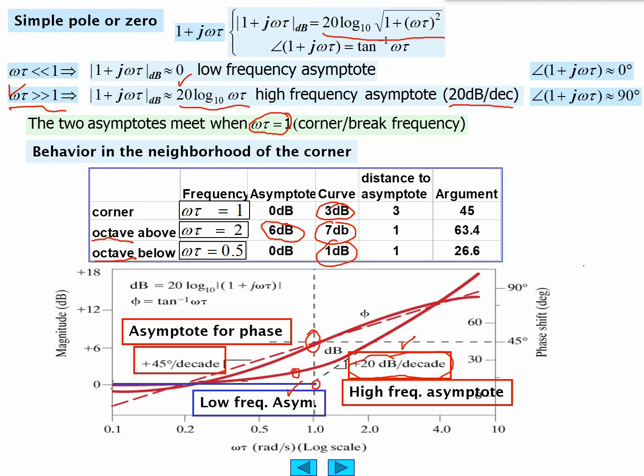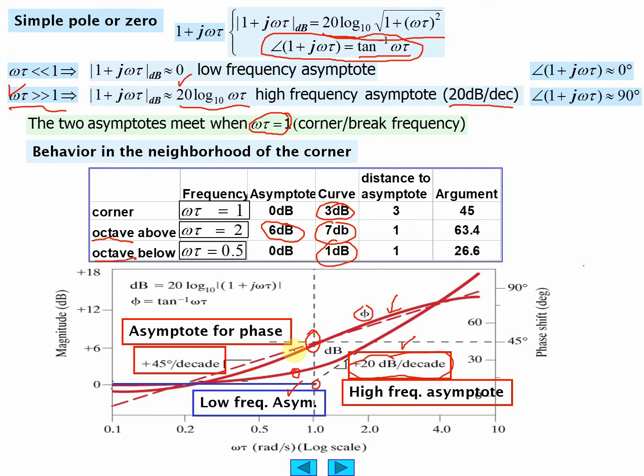Oh, one last thing before I leave this topic. Notice the 45 degrees. Here we go. So the phase angle of this simple pole or zero is given by the inverse tangent of omega tau, which is this upper red curve that's labeled phi.